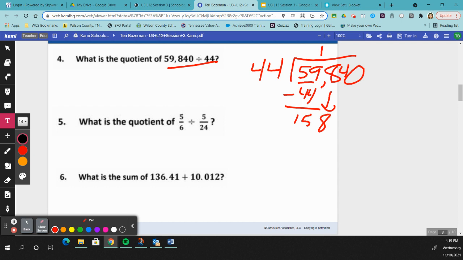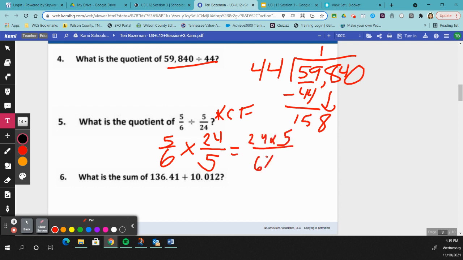Number 5, we have our keep, change, flip algorithm that we use. So we keep 5/6, change the division to multiplication, and then flip our second fraction. So then we multiply the top, 24 times 5, and we multiply the bottom, 6 times 5. And we will get an answer there. And then we don't leave it as an improper fraction. It will be an improper fraction, but we won't leave it that way. So make sure you change it to a mixed number.